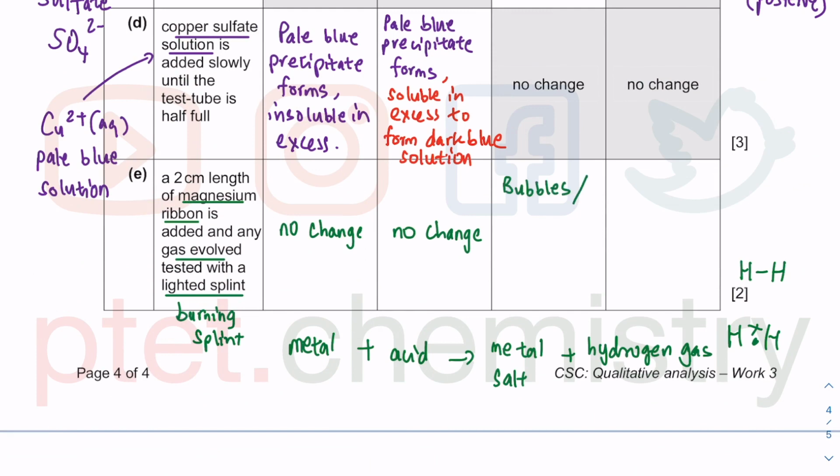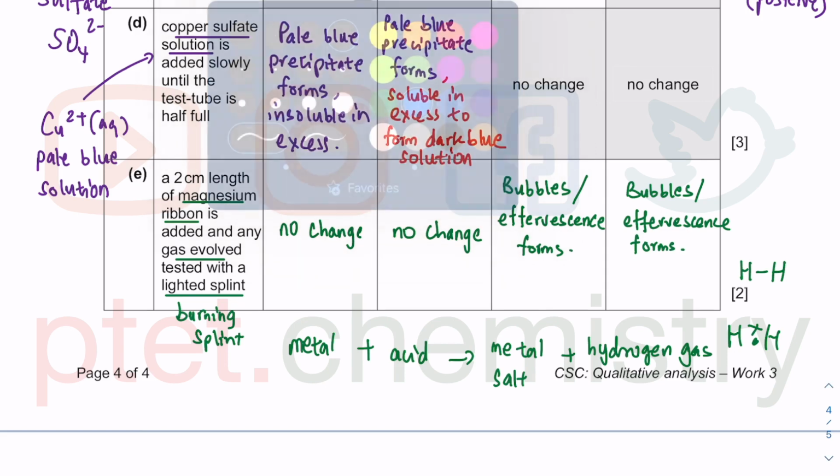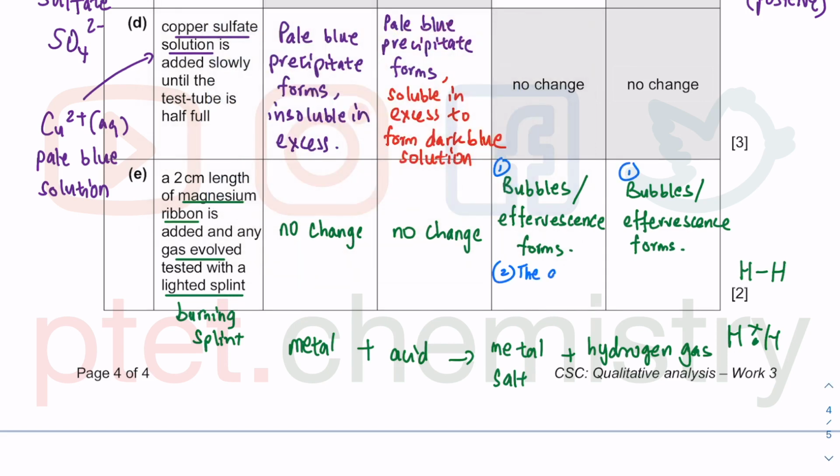So you can say bubbles, or you can use the word effervescence, just like when you test for carbonate, because even though we don't have carbonate here, when you get a lot of gas, we get effervescence. And in both of these cases, we produce hydrogen gas. So in our second bit, the gas burns with a pop sound. So the lighted splint burns with a pop sound.